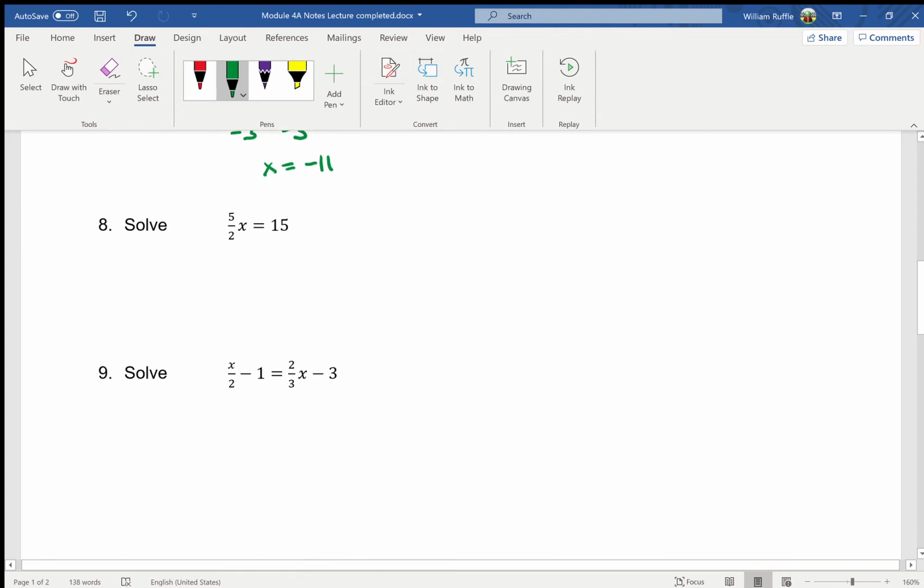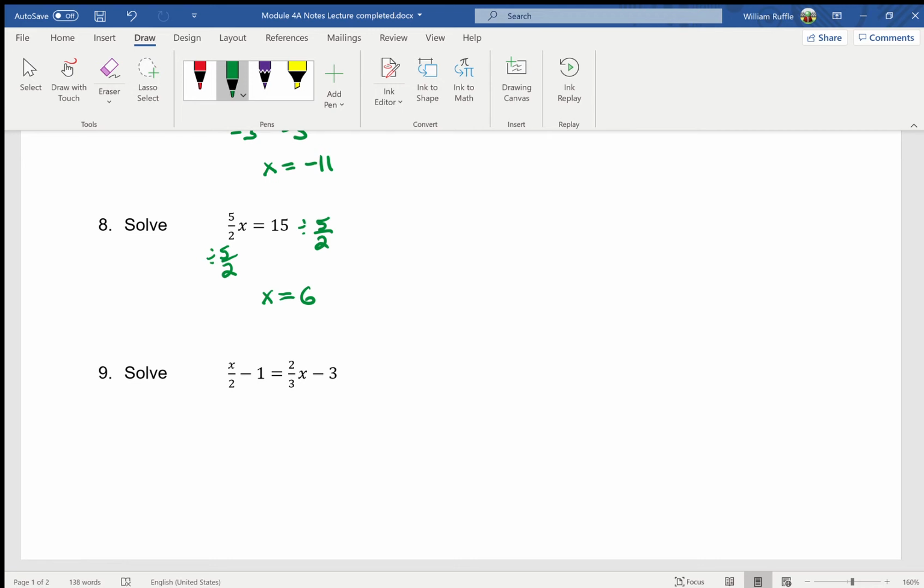Now this next one here, 5 halves x equals 15. This is 5 halves times x, so I'm really dividing each side by 5 halves, aren't I? So if I have a calculator, I really would just type in 15 divided by 5 halves, and I do get x equals 6.